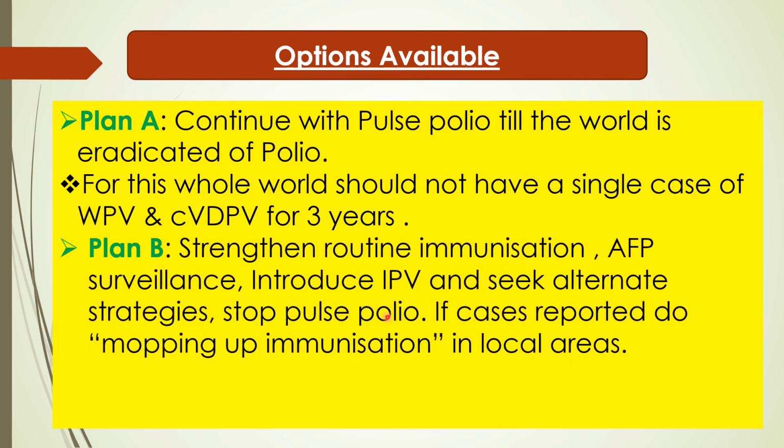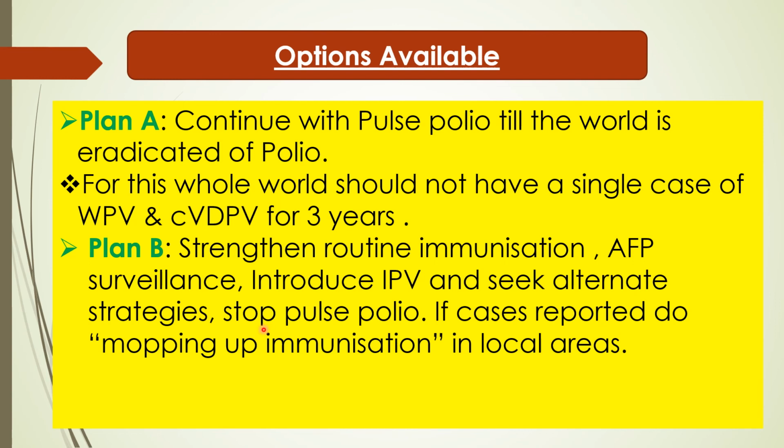Plan B, which would be more scientific, would be strengthened routine immunization. You can't take shortcuts in public health. You have to strengthen the routine immunization right up to 80 to 95%. If you show the intent to do what you did for COVID vaccination, this can definitely be achieved. And this is what most of the pediatricians are telling. There has to be good AFP surveillance, acute flaccid paralysis surveillance. You have to introduce IPV and pay the cost for it.